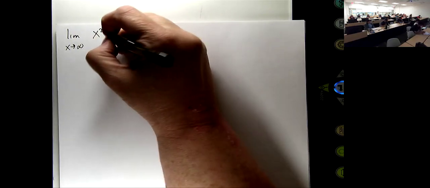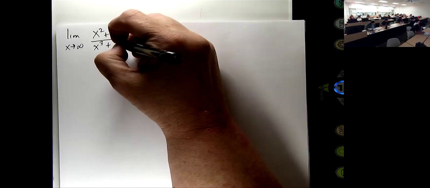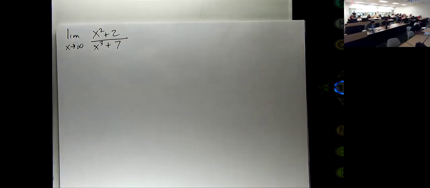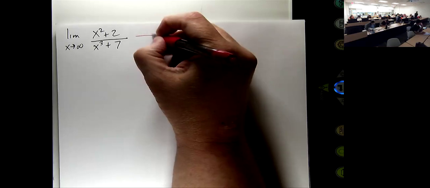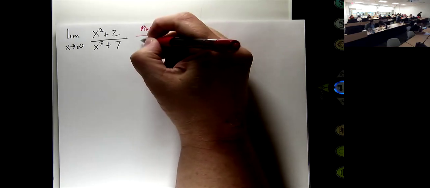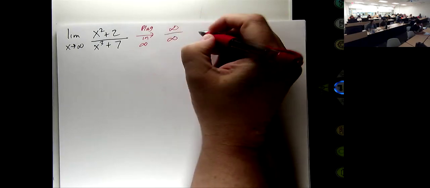What about the limit as x goes to infinity of x squared plus 2 over x cubed plus 7? Now, if I try to plug in infinity, it's always worth trying, plugging it in to see what happens, we end up with infinity over infinity and we don't like that.